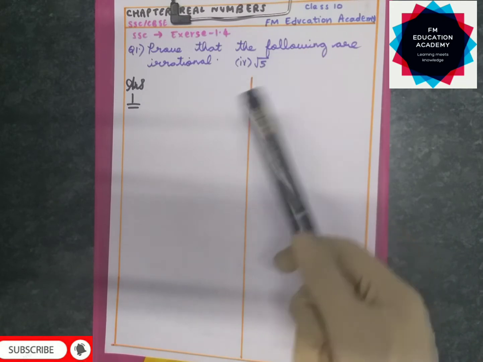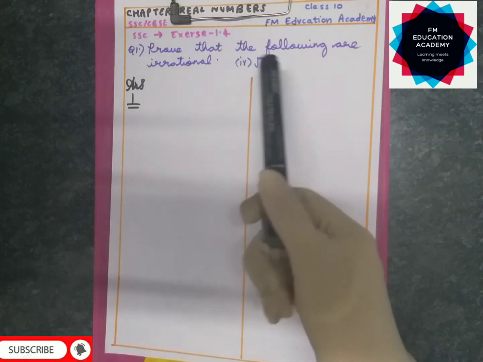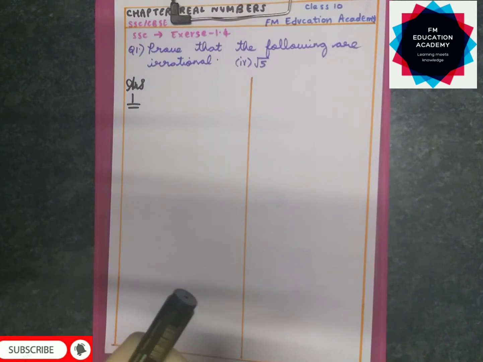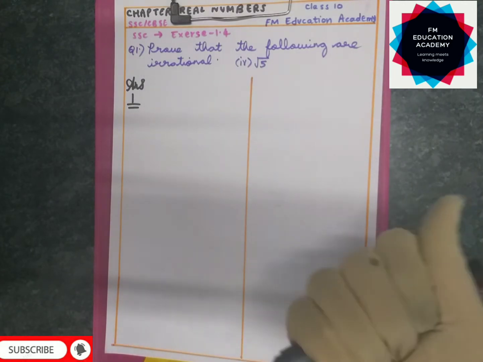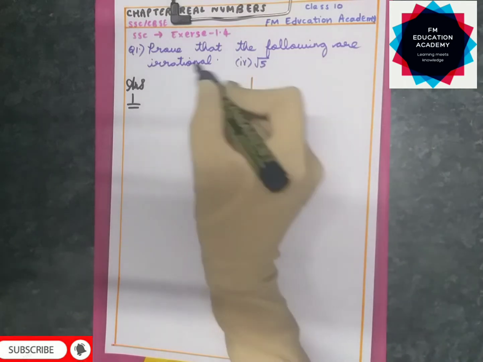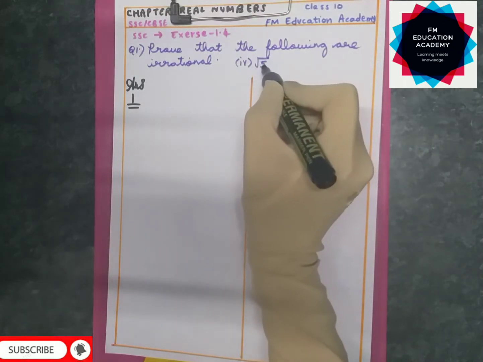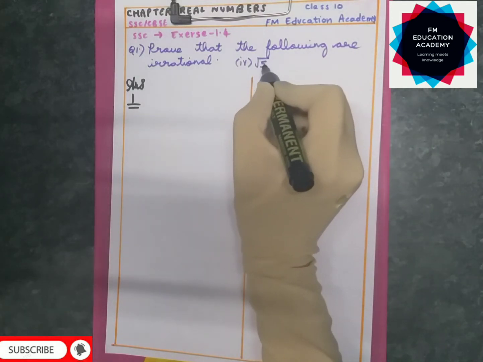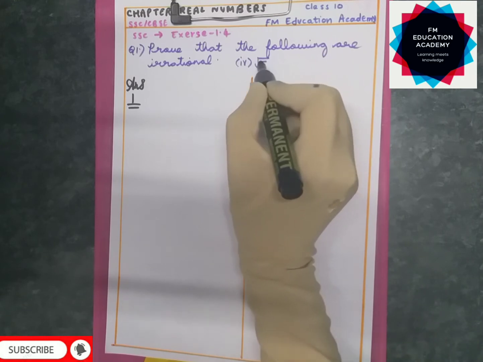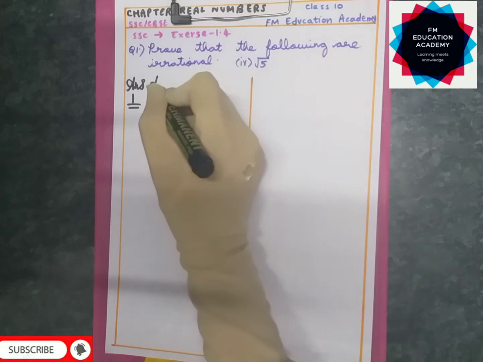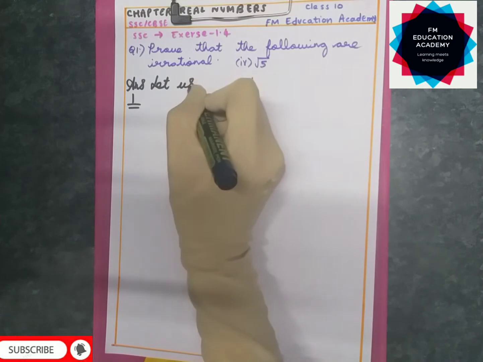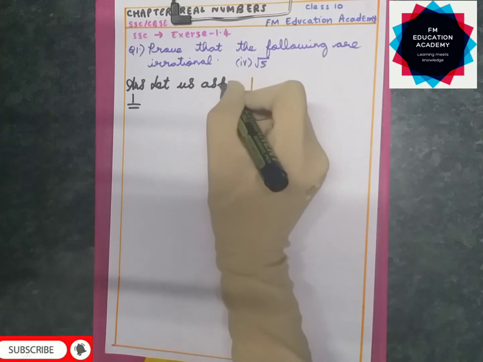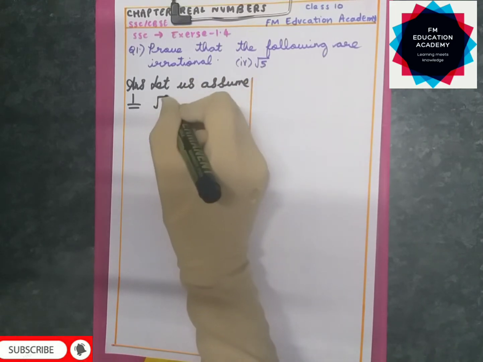So here, as I have to prove that root 5 is irrational, this one statement will be common for all the questions. That is, first, in order to prove that root 5 is irrational, I have to assume it as rational. So I will write, let us assume that root 5 is rational.